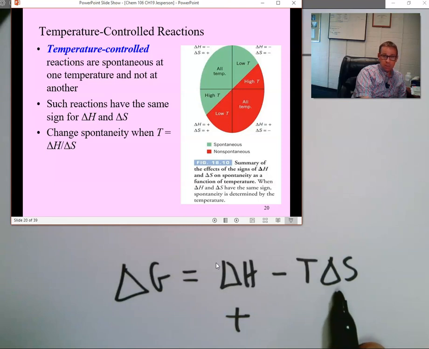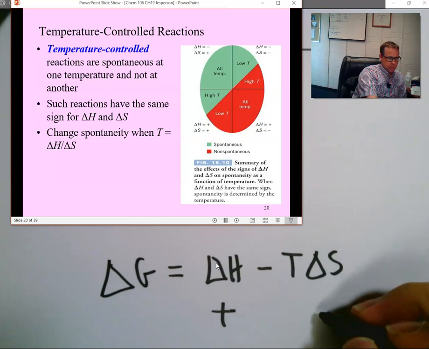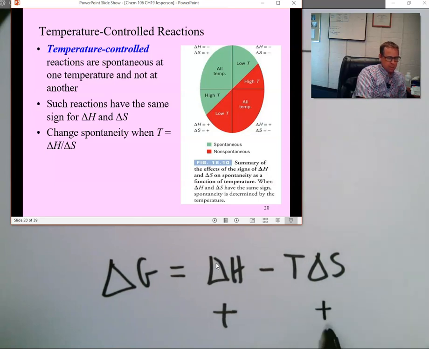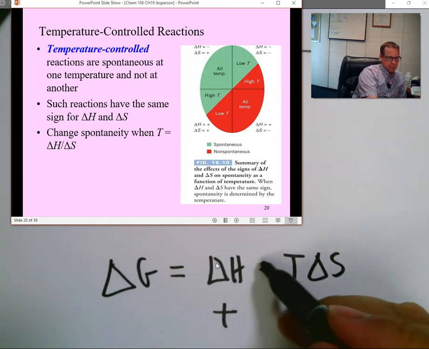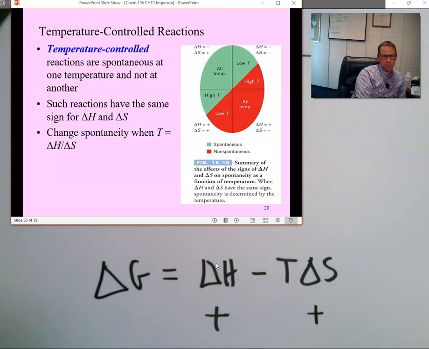A positive value means it's becoming more entropically random, right? So if delta S is a positive value as well, then because there's this negative sign, it's still possible to get a negative delta G as long as the temperature is high enough to overcome whatever positive value is associated with this delta H. Okay, so you get this relationship here.